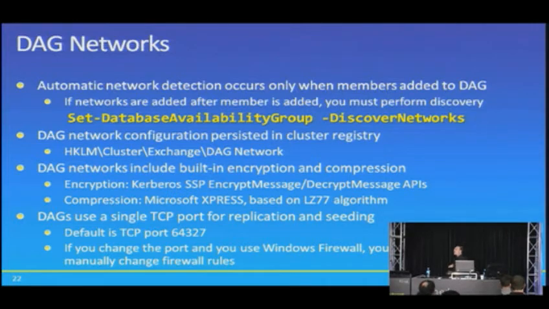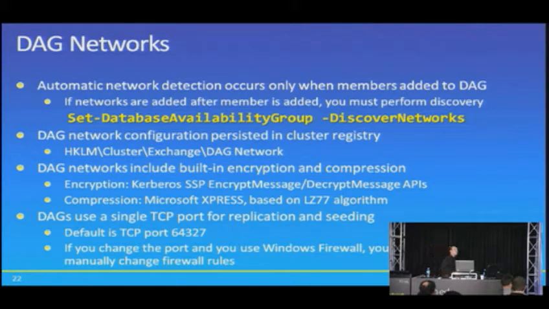But because it's TCP-based, it's very, very firewall friendly. We just need one port open to that box. The default's 64327. We set that up automatically for you. We put the exception in the Windows firewall for you as well. Even if you're not using the Windows firewall, we put that there just in case you turn it on.